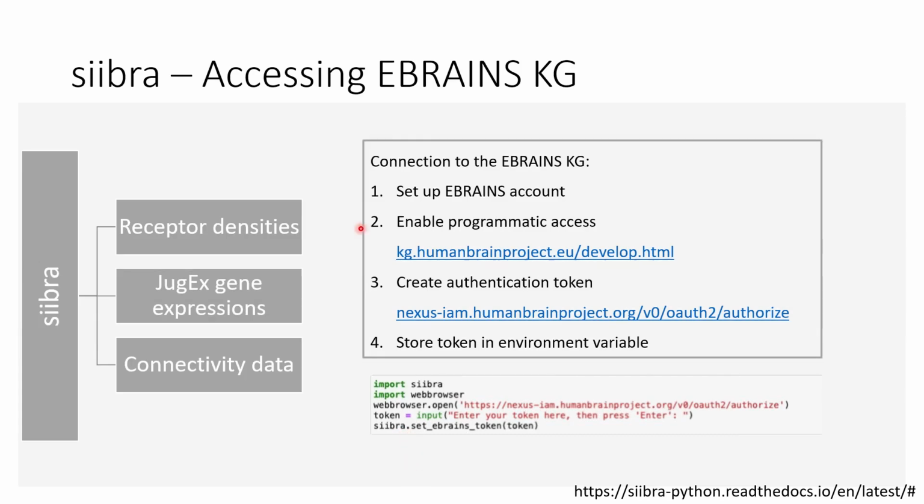And in order to do this, if you want to use Siibra, you first have to access the EBRAINS knowledge graph, and that you can do by just setting up an EBRAINS account and then providing an authentication token. That's it, for using all features provided by Siibra.